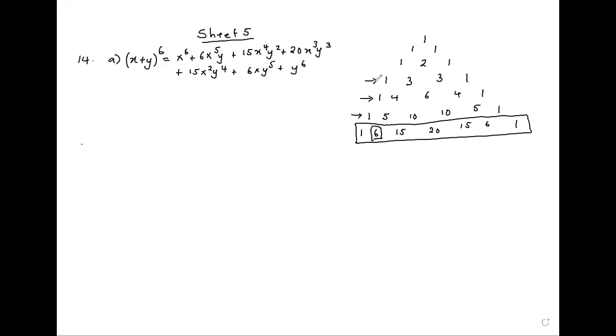Question 15. Evaluate the following expressions. A: 6 choose 4. So we read this as 6 choose 4, coming from the definition of n choose r, where we get n factorial, divide by r factorial, and then n minus r factorial.